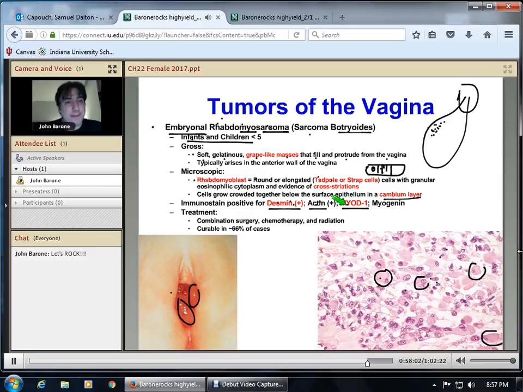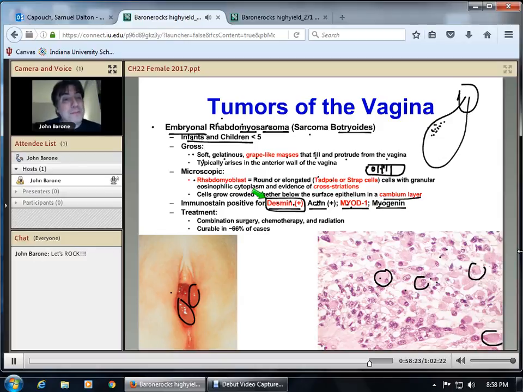Myo stands for muscle. MyoD1 protein positive. How about myogenin positive? Myogenin, that's muscle. Again, pretty easy, definitely a muscle marker. So they like to use desmin. Desmin positive tumor cells, that's a muscle tumor.